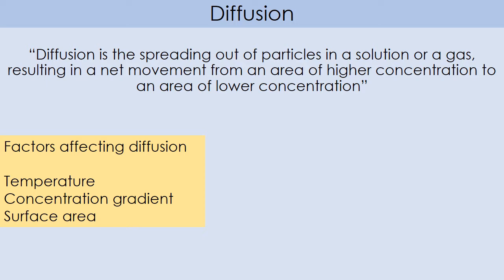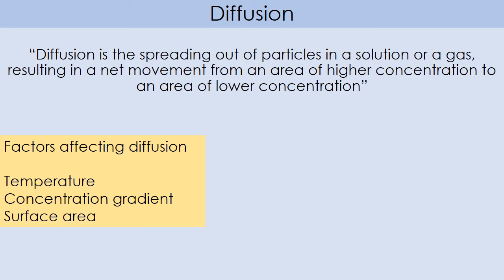There are several factors affecting diffusion, however. We've got the temperature. So the higher the temperature, the faster the particles are moving. They've got more kinetic energy, therefore their velocity is faster. If their velocity is faster, they will be moving around quicker, and as such diffusion will happen quicker. We'll get that net movement happening faster.